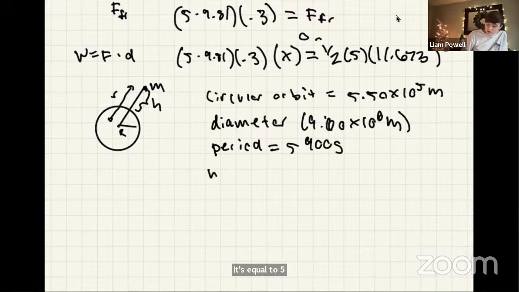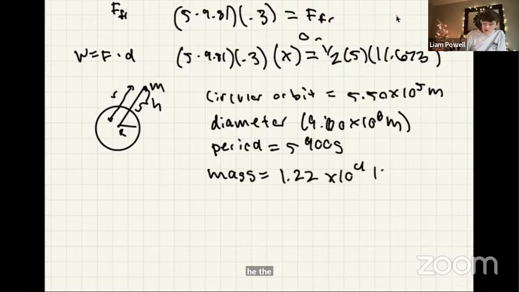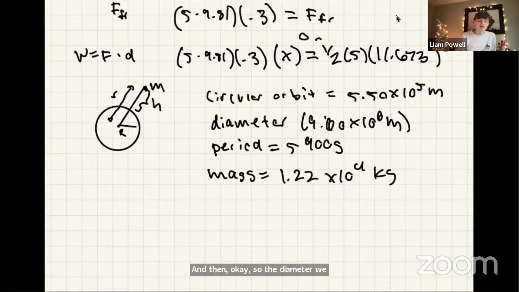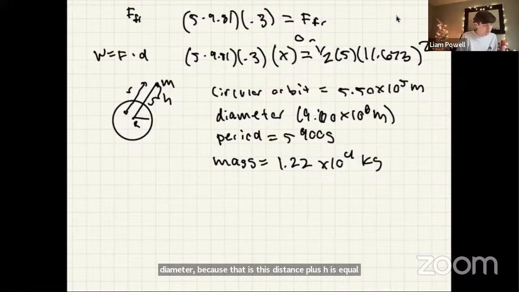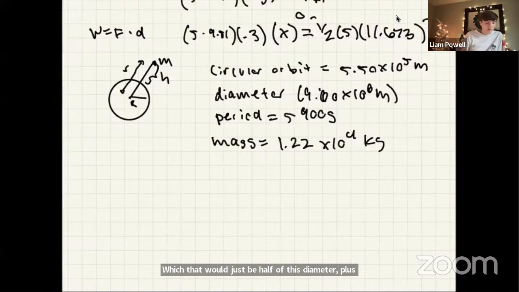The mass of the satellite is 1.22 times 10 to the 4th kilograms. And then, okay, we want to find the radius, because half of the diameter plus the h is equal to the total r, which we want to find. Once we have that, it will go in the bottom of that entire big equation. So firstly, we want to find the velocity.